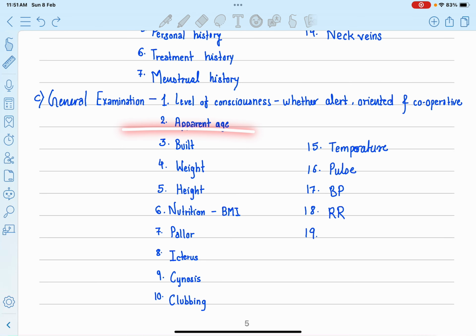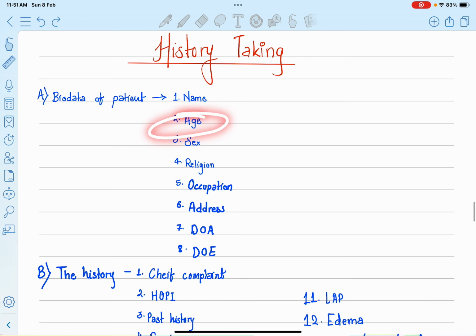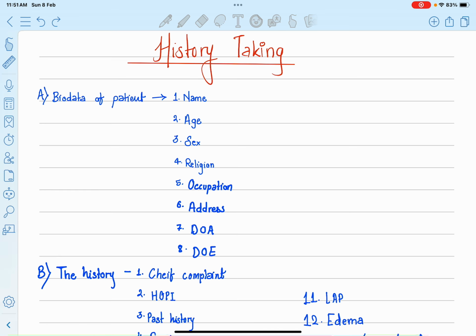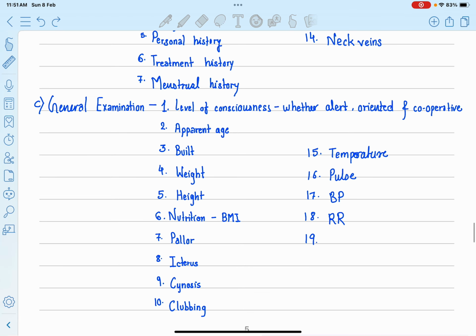Then also write apparent age. Apparent age means, here you have taken the age of the patient, so if you feel that the age is not proper or not corroborative, you should write the apparent age. In diseases like Down syndrome, thalassemia, and pituitary dwarfism, the patient looks younger than actual. In diseases like progeria, precocious puberty, or chronic exposure to sunlight, the patient looks older than actual. So you should mention it.